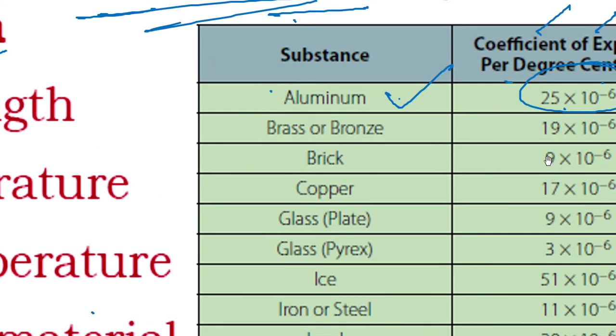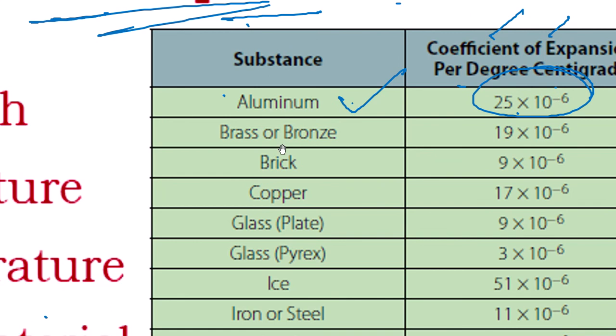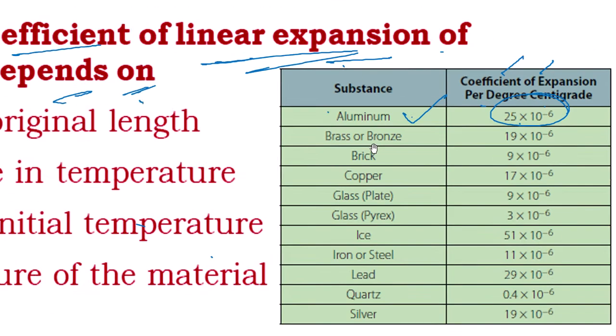25 into 10 power minus 6. For brass, 19 into 10 power minus 6. Brick, copper, glass, glass plate, and glass pyrex. For different kinds of substances, we have different coefficients of expansion. From this, what can we tell?